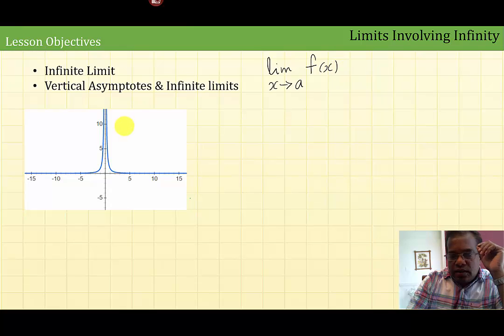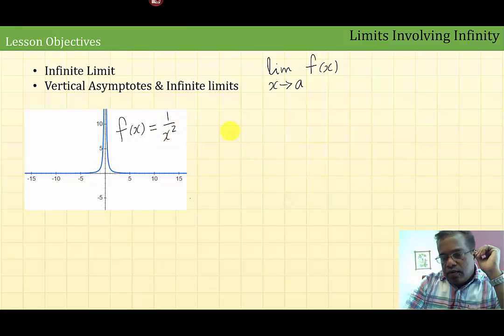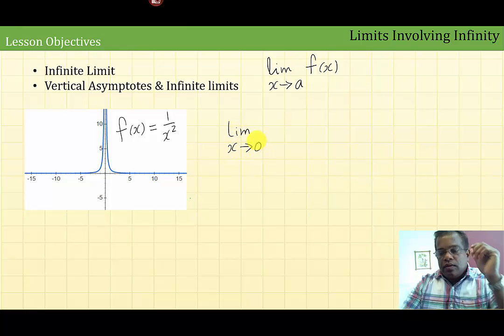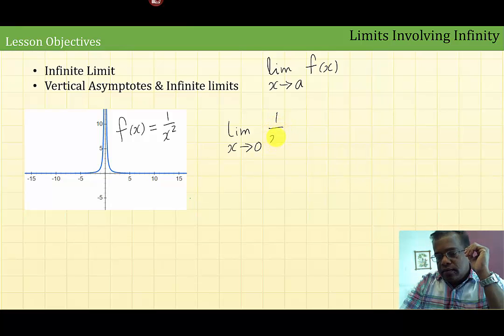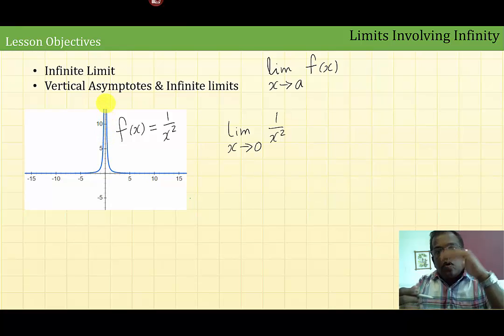Now this is the graph of 1 over x squared. If we want to find the limit as x approaches 0 of 1 over x squared, as you see here, as x approaches 0 from both directions, the graph goes up without bound. So we call the limit does not exist. However, you can see the left limit and right limit are the same.